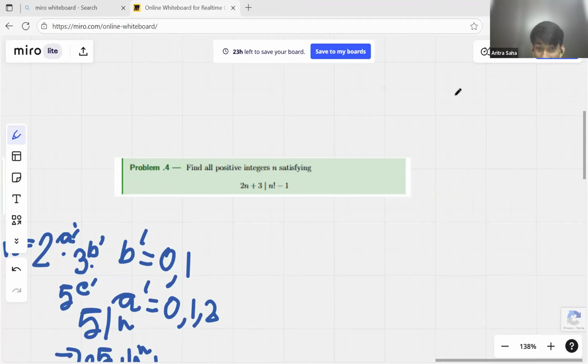Yeah, 2 to the power n plus 3 is prime. Why is 2n plus 3 prime? Somebody wrote in chat, I think. Can you tell why this is a prime?